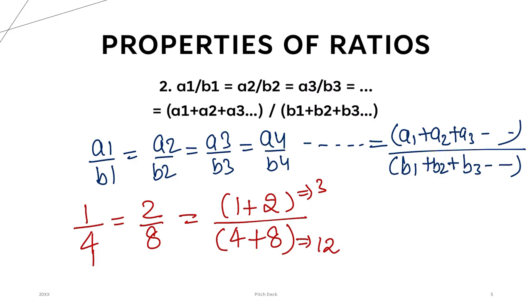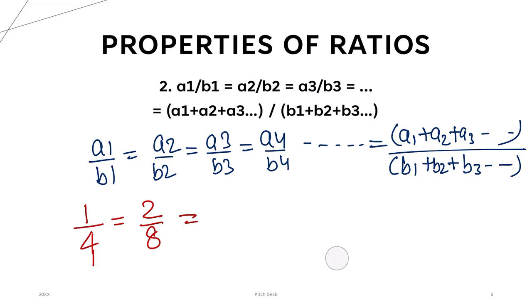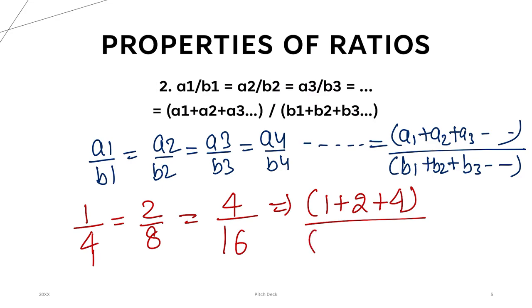Even if you want to expand it, in the last example we have seen 1 by 4 is equal to 2 by 8 is equal to, let's take 4 by 16, multiplying the denominator and numerator by 4. So if you add all numerators and add all denominators, this will be the same. This is what the property says. Another property you have to know.